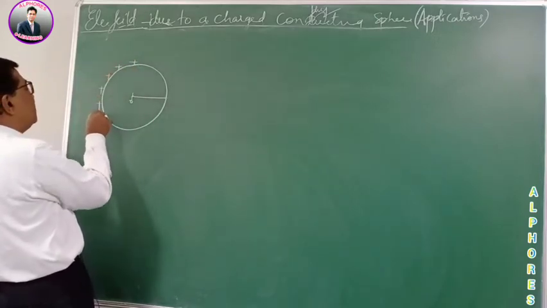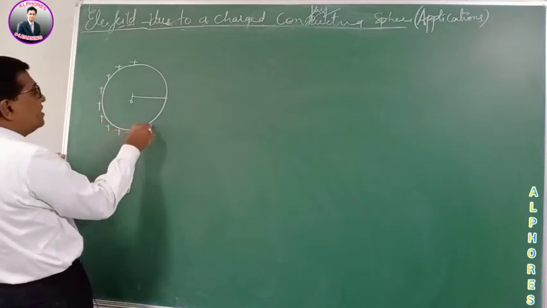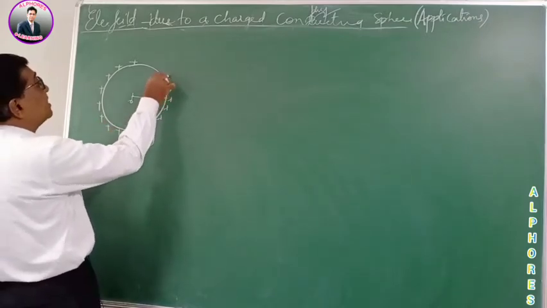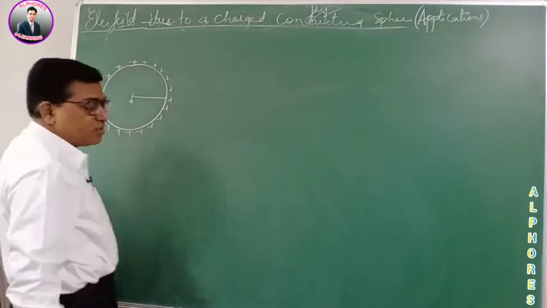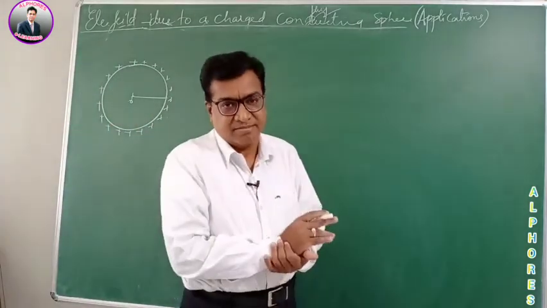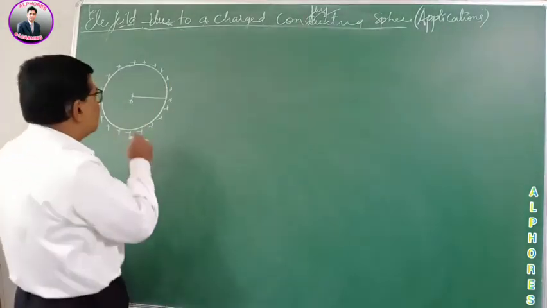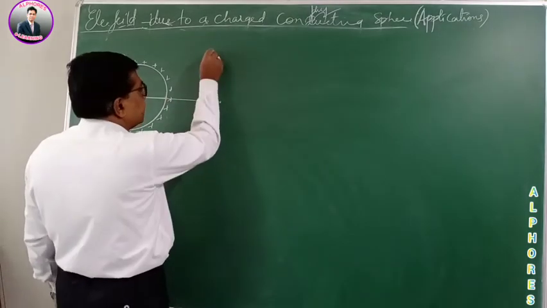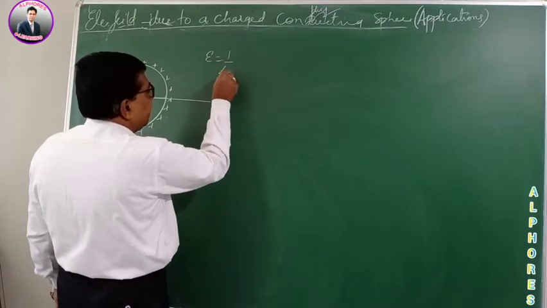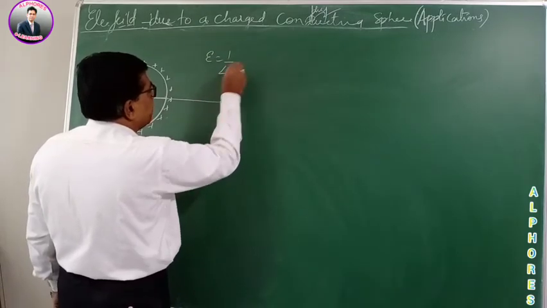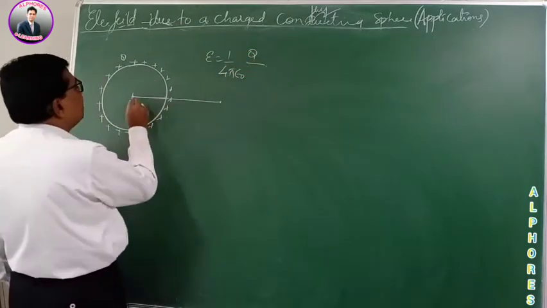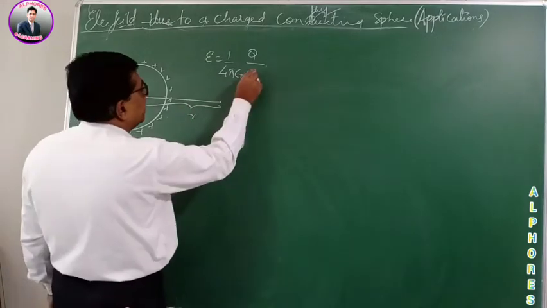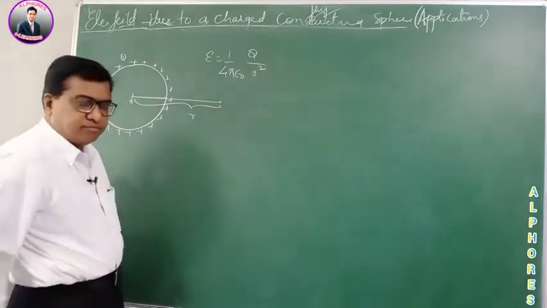Charge migrates to the extremities. Charge always moves to the extremities of the conductor. Charge resides only on the surface of the conductor, right? No charge inside, so all the charge appears here. So the electric field at any point outside, we have derived the formula as 1 by 4 pi epsilon naught q by r square, if the distance of the point is r.